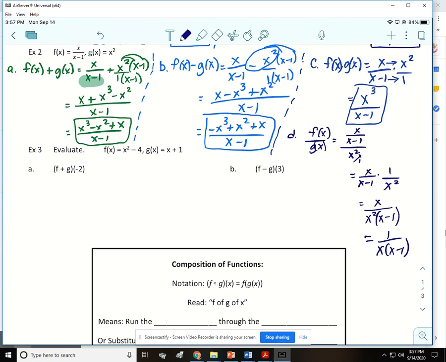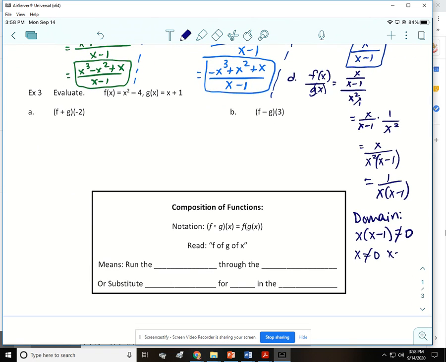And if we leave this in factored form, it does make it a little easier for us to find the domain. All right, so that denominator can't be 0, so x times x minus 1 cannot be 0. So x cannot be 0, and x minus 1 cannot be 0, so x cannot be 1. So there's 2 things that have to be left out of the domain.